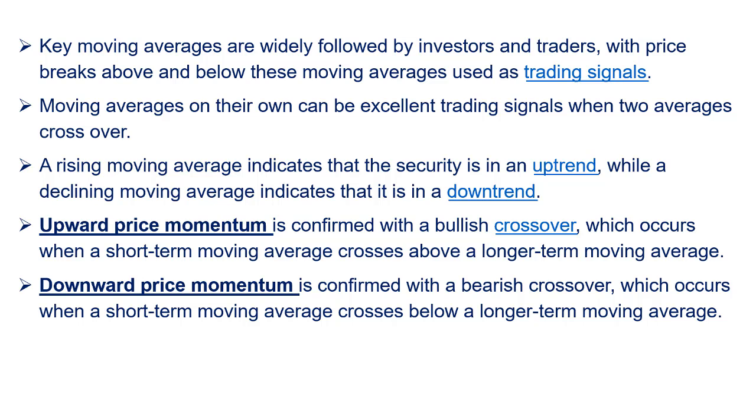Moving averages on their own can be an excellent trading signal when two averages cross over. So a rising moving average indicates that a security is in an uptrend, while a declining moving average indicates that it's in a downtrend. So upward price movement is confirmed with a bullish crossover, which occurs when a short-term moving average crosses above a longer-term moving average, and downward price momentum is confirmed with a bearish crossover, which occurs when a short-term moving average crosses below a long-term moving average.